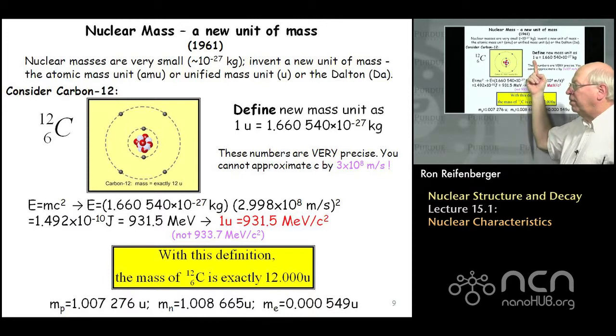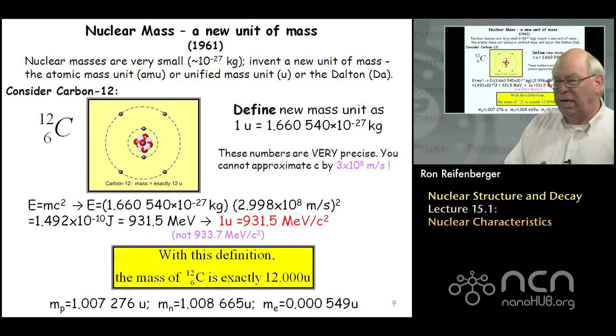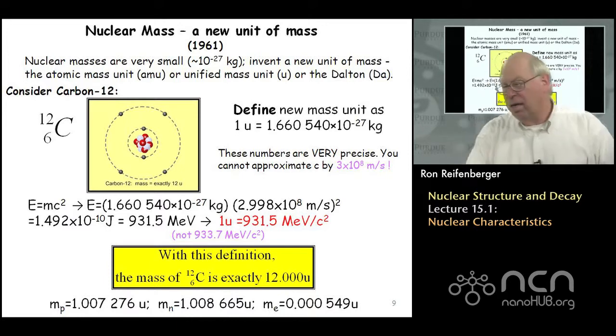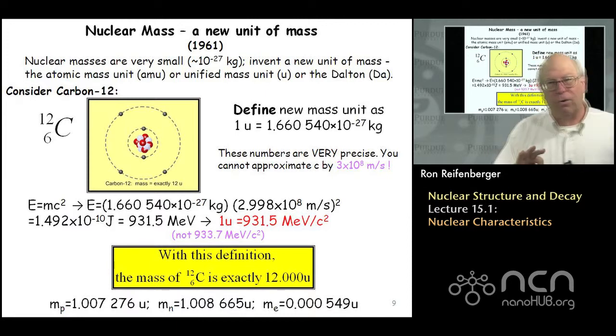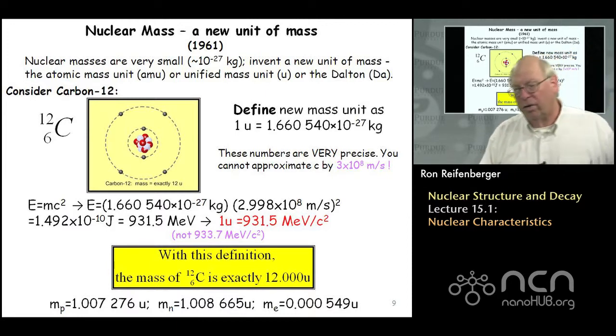And this definition leads you to 1 unified mass unit U equal to 1.660540 times 10 to the minus 27 kilograms. So the immediate thing that you pick up when I write this definition down is the number of significant digits contained in this definition of U. And this means simply that you have to be very precise when you do these nuclear mass calculations.